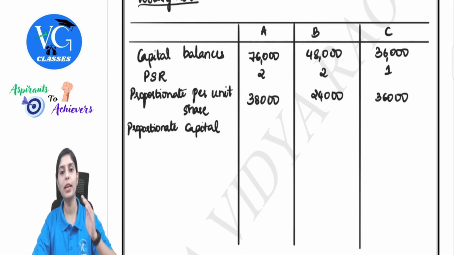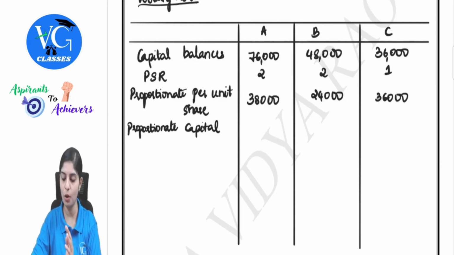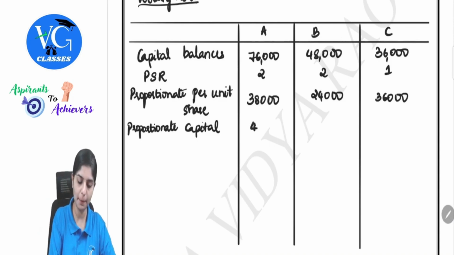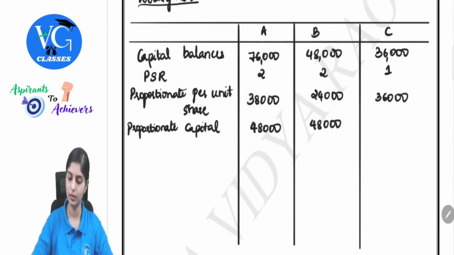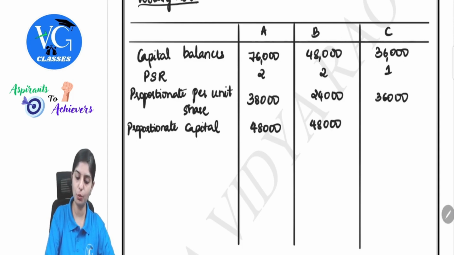So, if I have to bring for one share 24,000, if A requires 2/5, what is his proportion? So, how will I find out? 24,000 into 2. So, proportionate capital will be 48,000. Then for B, 24,000 into 2, 48,000. 24,000 into 1 will be 24,000 itself.